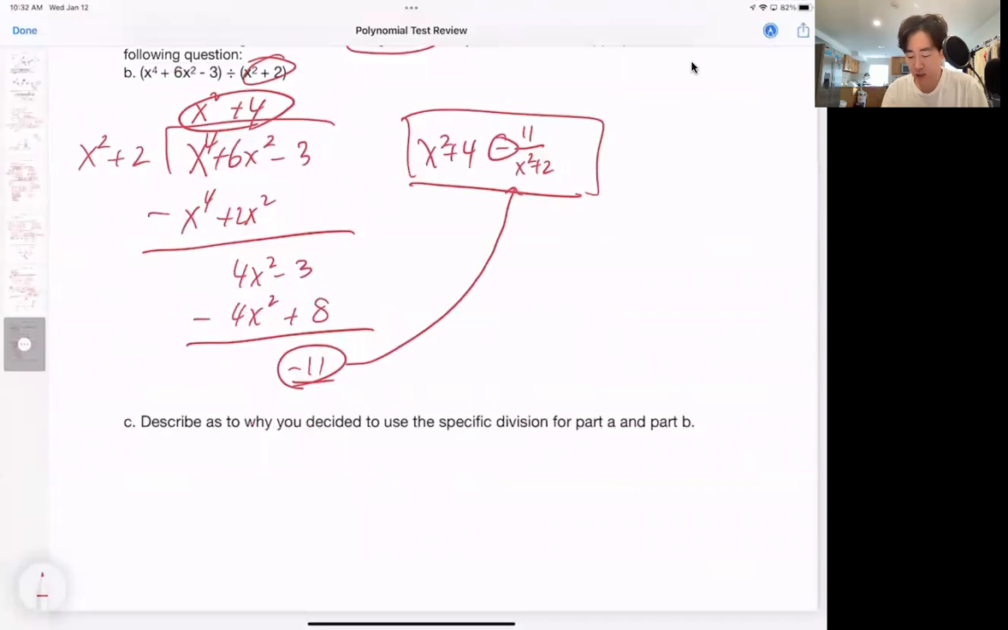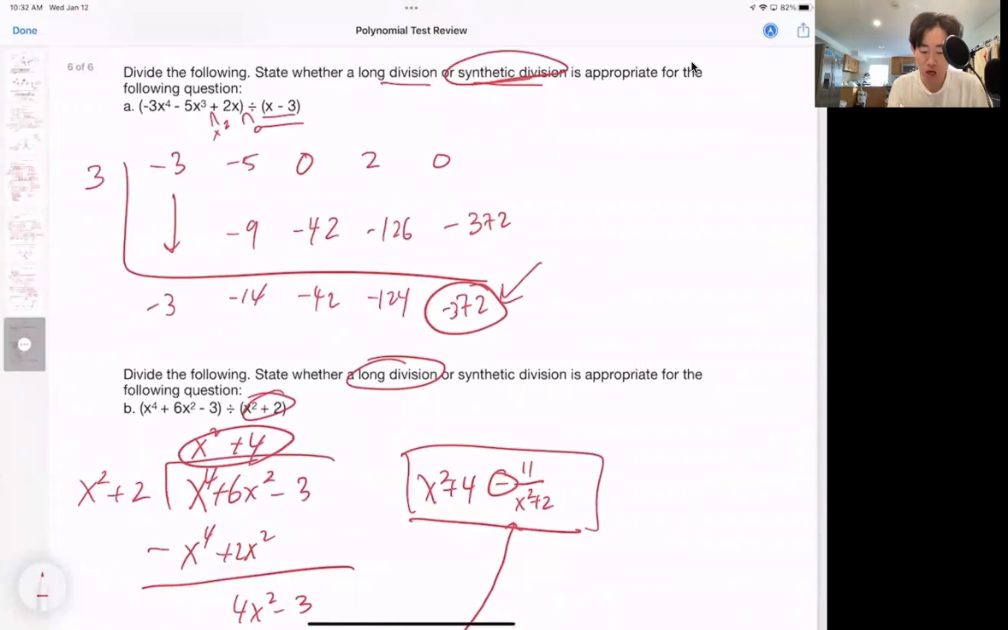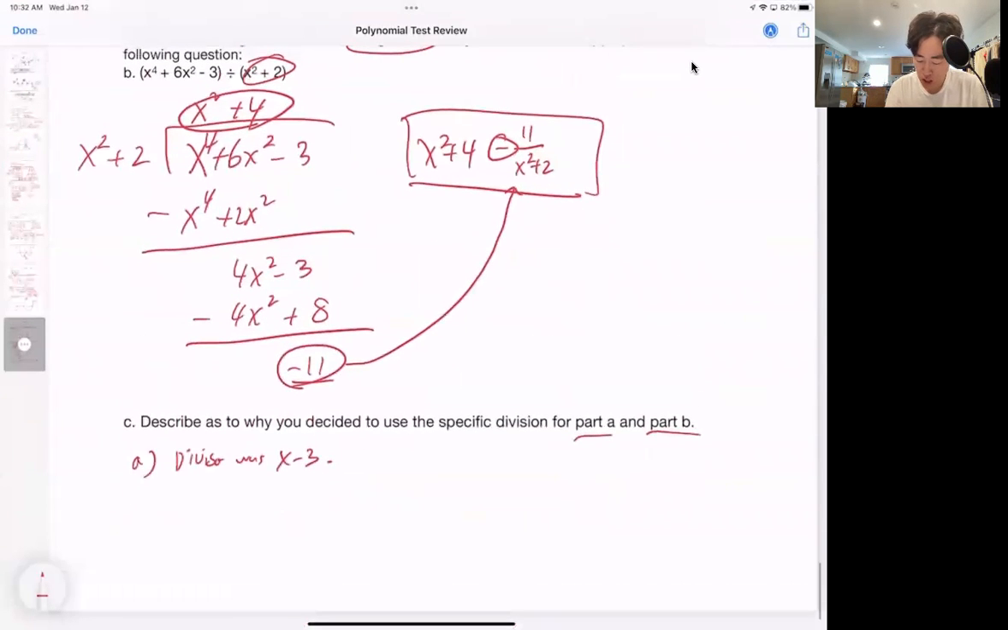Describe why you decided to use specific division for part A and part B. For part A, the divisor was x minus 3. Oh, sorry. Which means you can simply solve for the x. Solving for x is very simple. It is an integer. Integer means no decimal point. It is x equals 3.